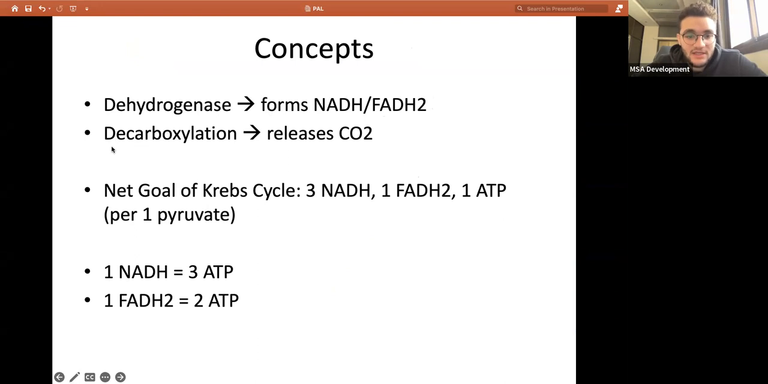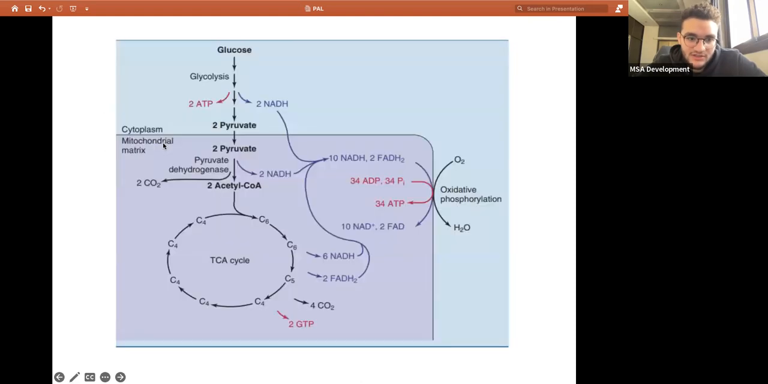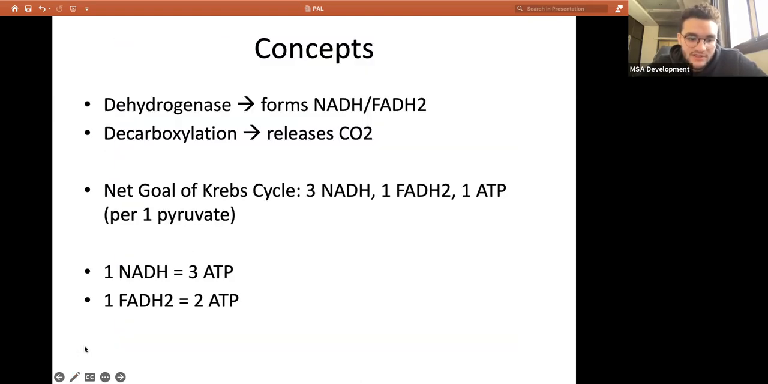Another thing is decarboxylation. It's decarboxylate, so it releases CO2. From the actual name, you know what it means. Decarboxylation releases CO2 and dehydrogenase forms NADH and FADH2.